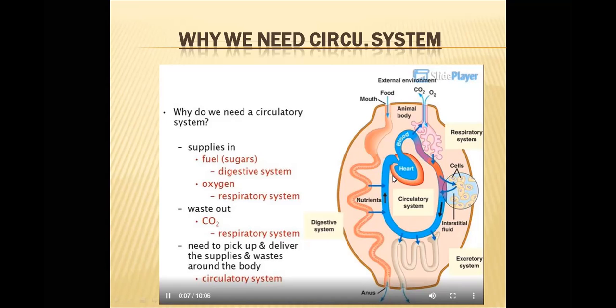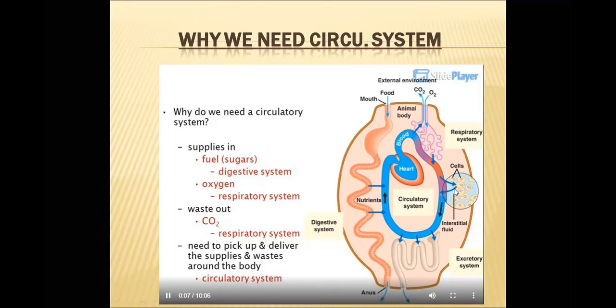So what is the circulatory system doing? Circulatory system is collecting nutrients from this digestive system, and it is supplying all these nutrients to the cells. Likewise, it is also collecting oxygen from these lungs, and it is transporting or supplying all those oxygen molecules to the cells.